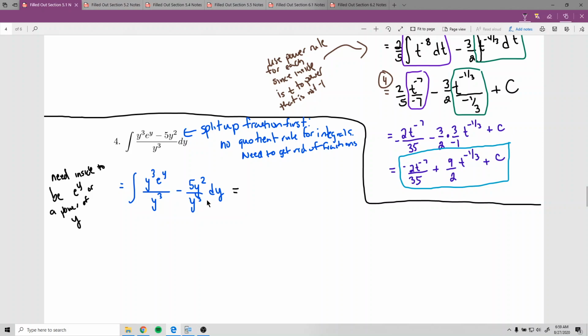But that's just an algebra rule. We're not using any integral rules. But now that I have each fraction separated, it's up to you how to simplify from here. There's a lot of things you could do immediately. For example, here you can simplify each fraction because the y cubes on the left one cancel out. So that's what I'm actually going to do.